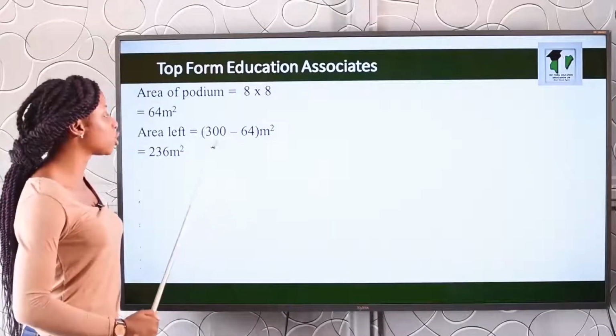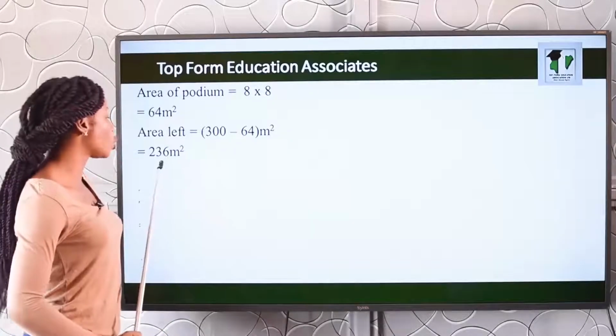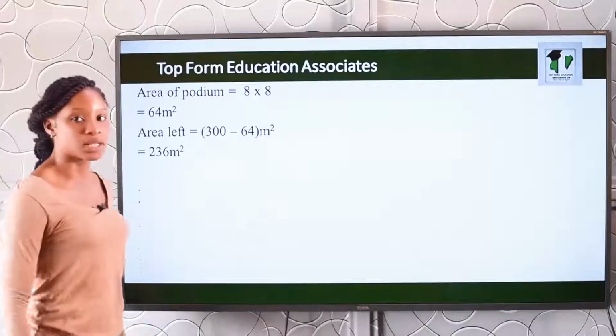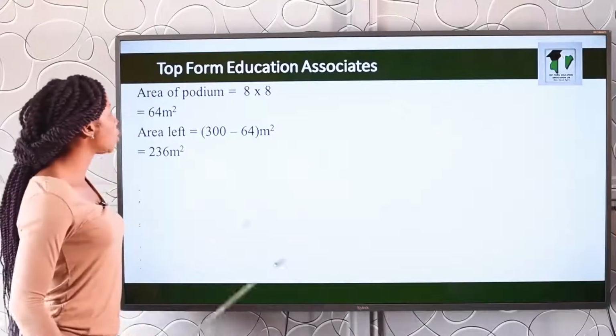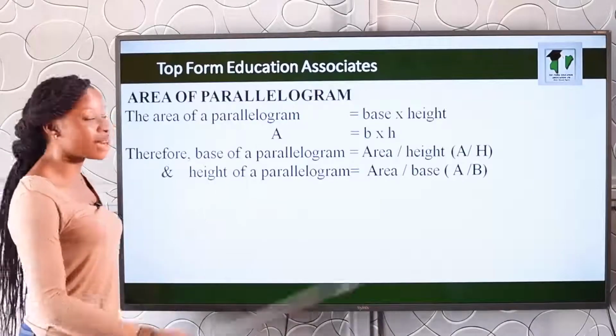So we take the subtraction, 300 minus 64, we have our answer as 236 meters square. I hope you understand. Now let us go to area of parallelogram.